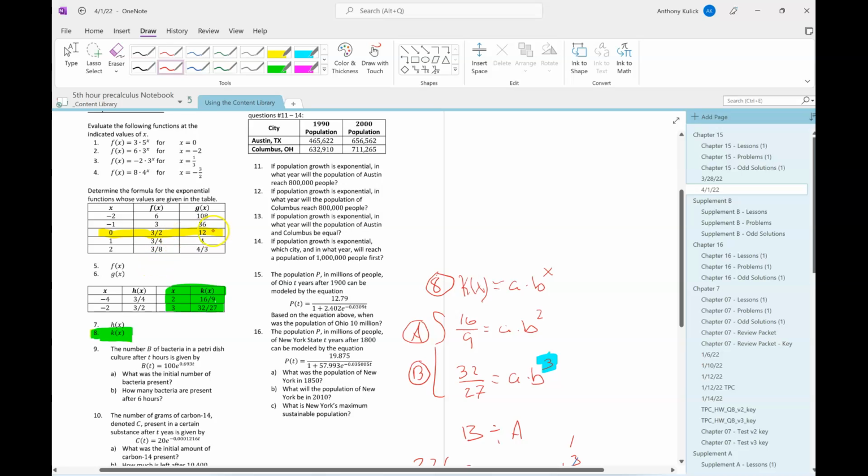Well, this just tells me the a. The x coordinate is 0, so the y coordinate there is a. And once I have that, I can take any point I want. I would do this one. So I would say that 4 is equal to 12 times b to the first. And if I solve for b, I just get b is 1/3. And then I just put it back together.